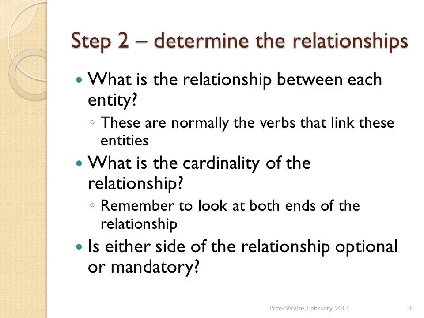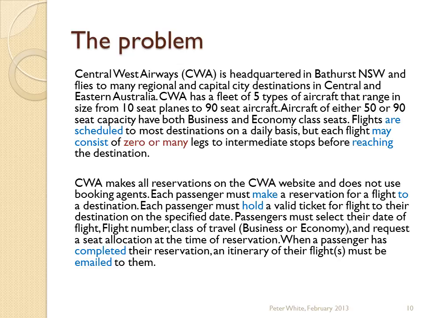So the second step is we start to determine and identify relationships. A relationship is normally identified as the verb that links our two entities together. We also need to look at the cardinality of each end of this relationship, as well as decide, is the relationship optional or mandatory? And so, armed with our list of entities, we can now start to identify the relationships.